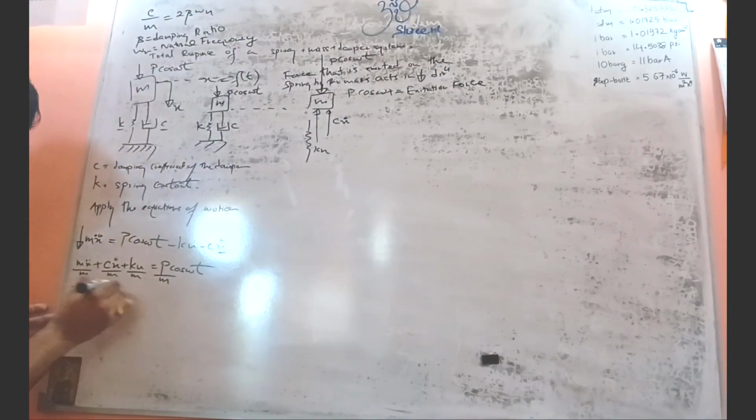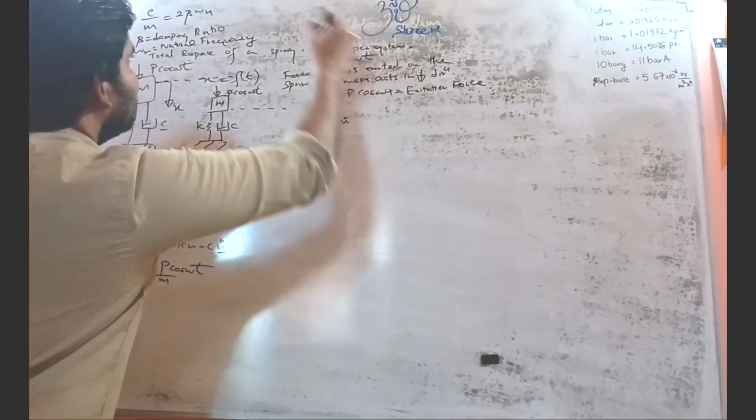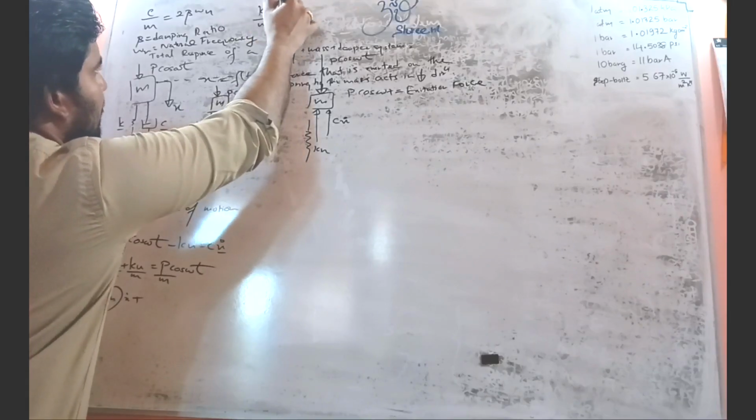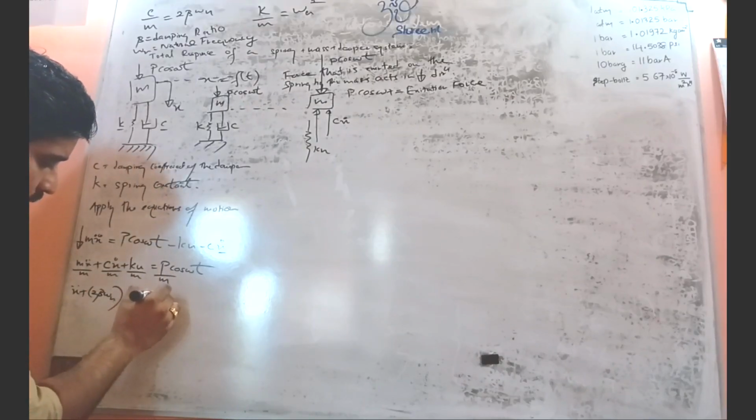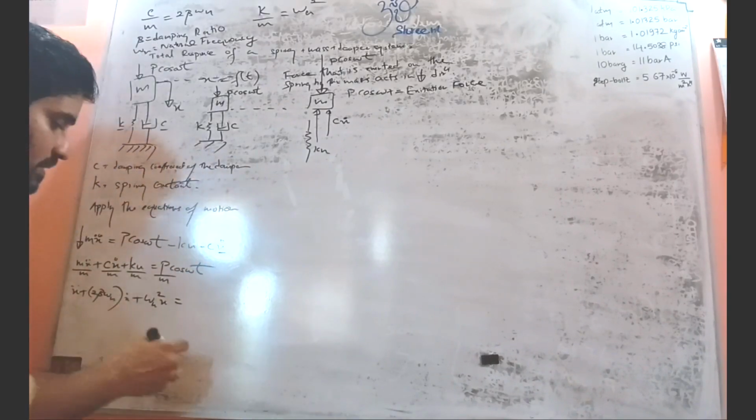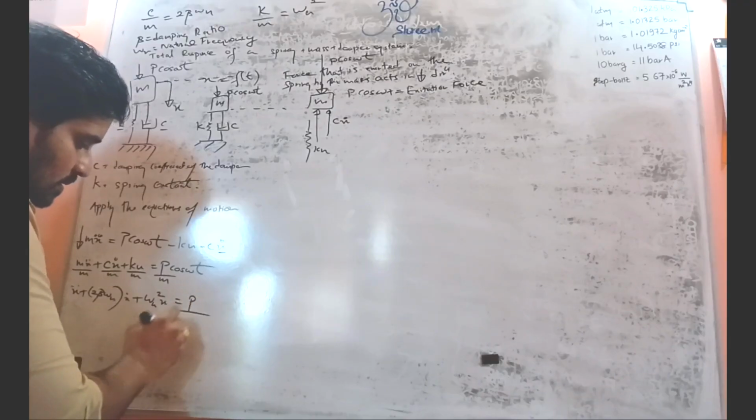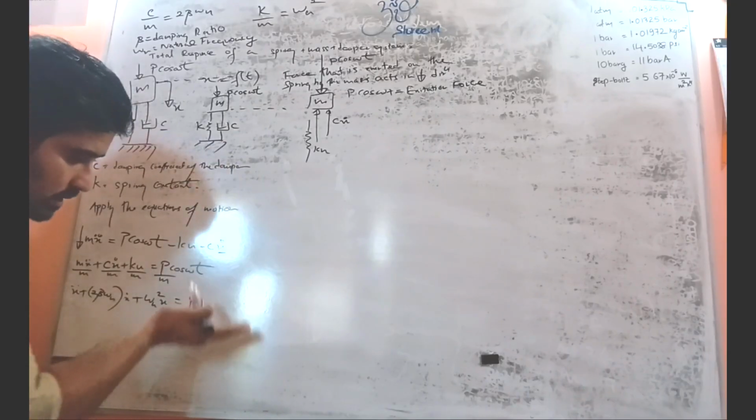x double dot plus 2 beta omega n times x dot plus k divided by m. These are special terms: k divided by m is the square of the natural frequency, so that will be omega n squared times x. Here we have P divided by m. So let's do this trick: for P, we will introduce the spring constant to both the numerator and denominator.